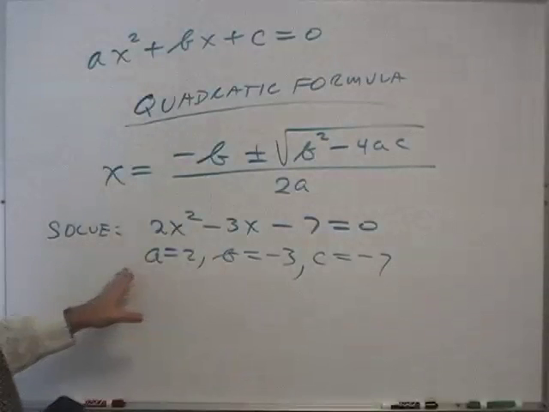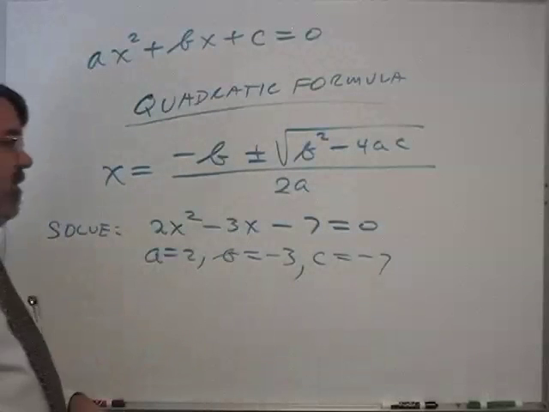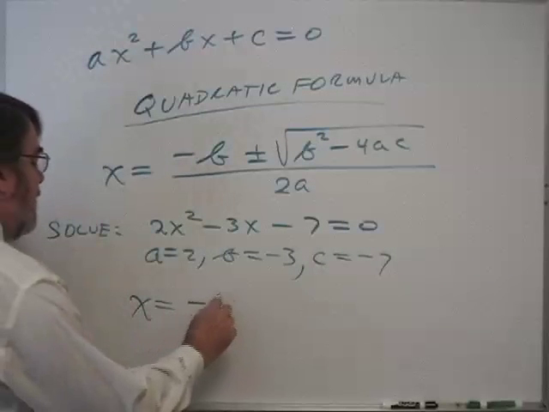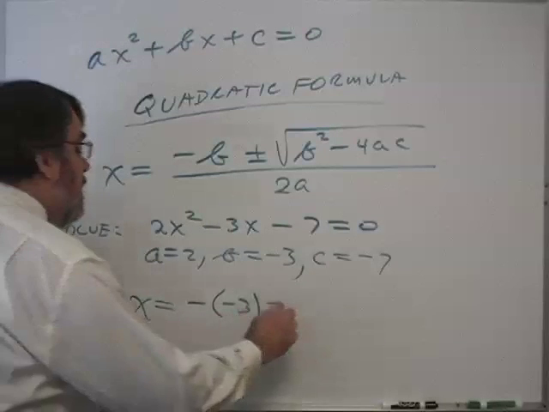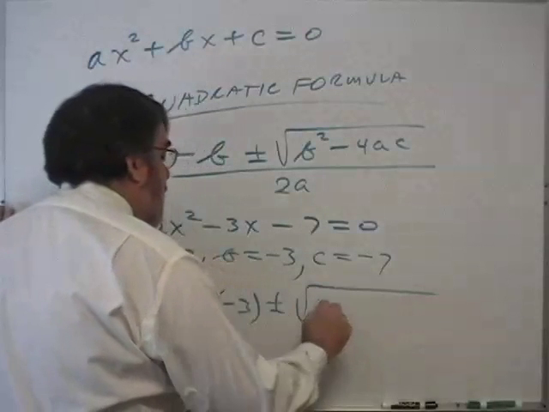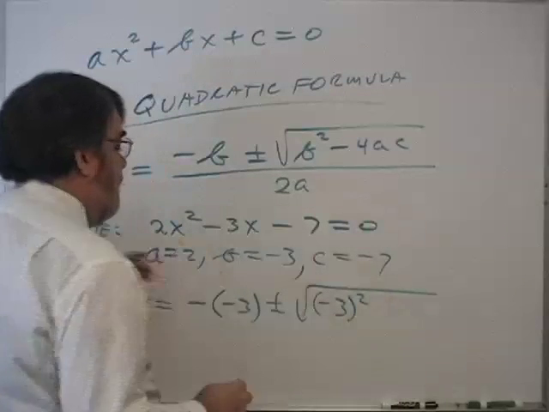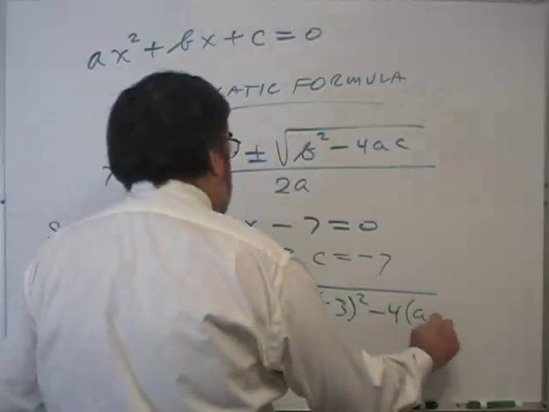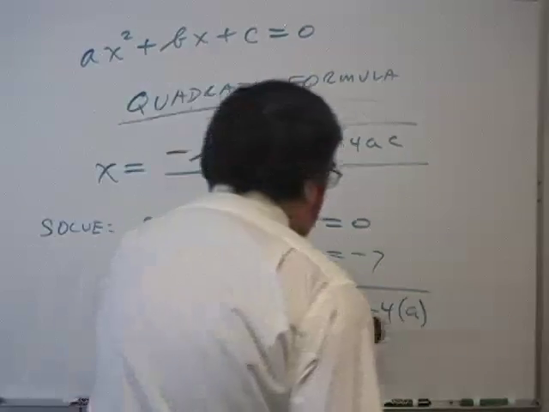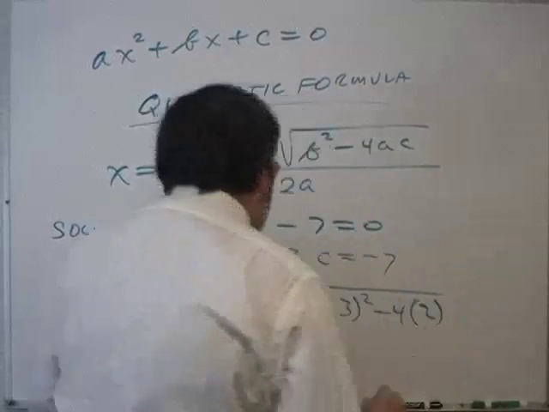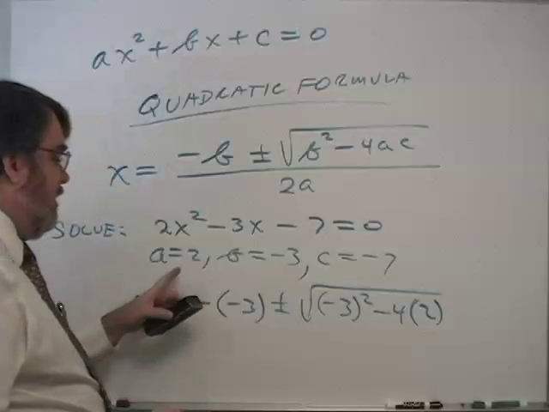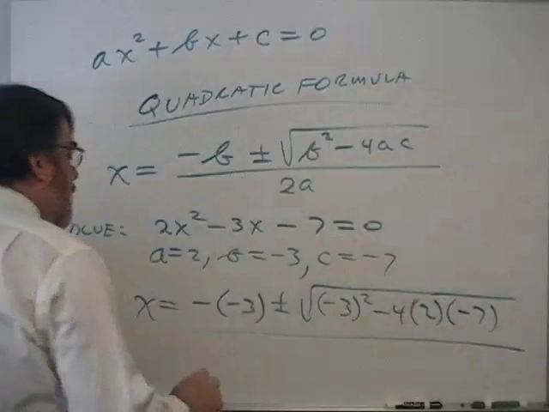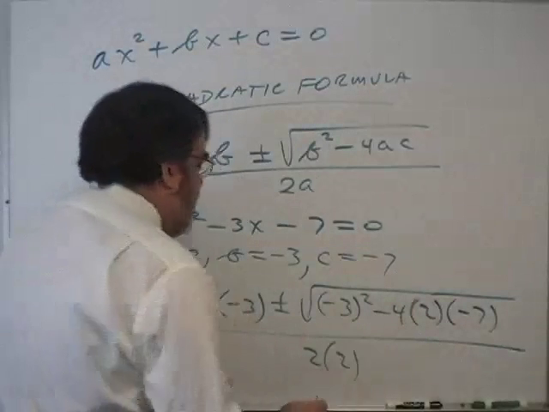So it's a good idea to write out your constants before you plug them in. Here's the formula. So the answer would be x equals negative b, so that's the negative of negative 3, plus or minus the square root of negative 3 squared, and notice I use parentheses here, minus 4 times a, which is 2, and times c, so that's minus 4 times a times c, negative 7. And everything is divided by 2a, so that's 2 times 2.